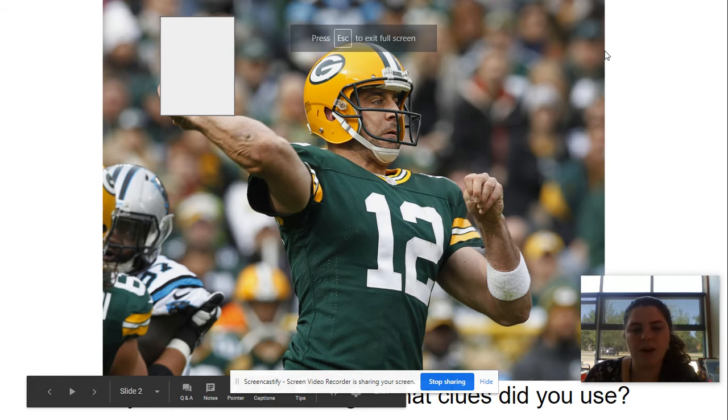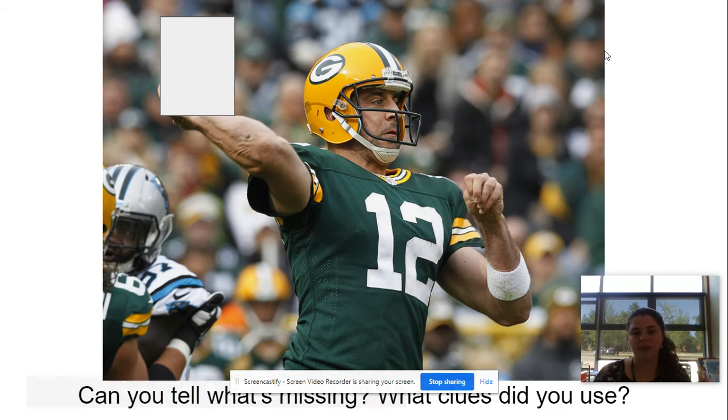Hello, everybody. Today we are talking about context clues. To start us off, I want you to look at this picture on your screen, and I want you to think about what is missing. You'll see there's a box up in the corner up here. How do you know what is missing, and what clues did you use?